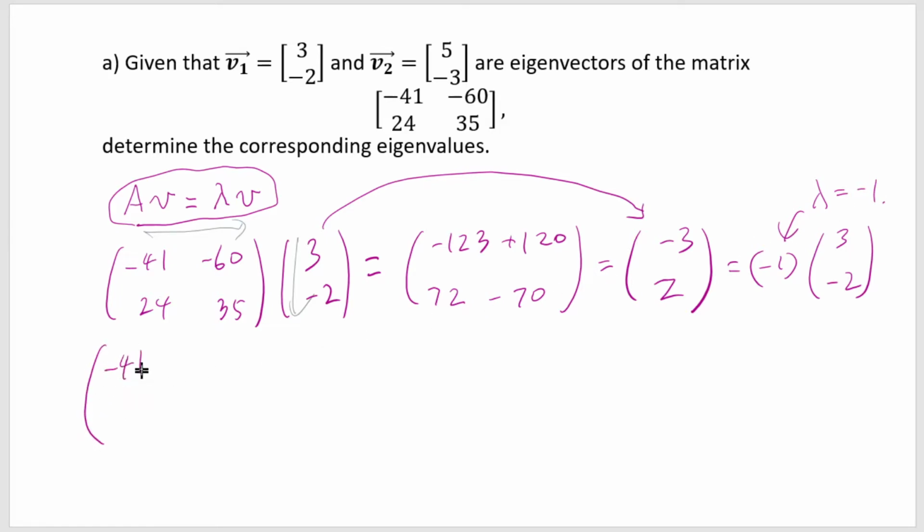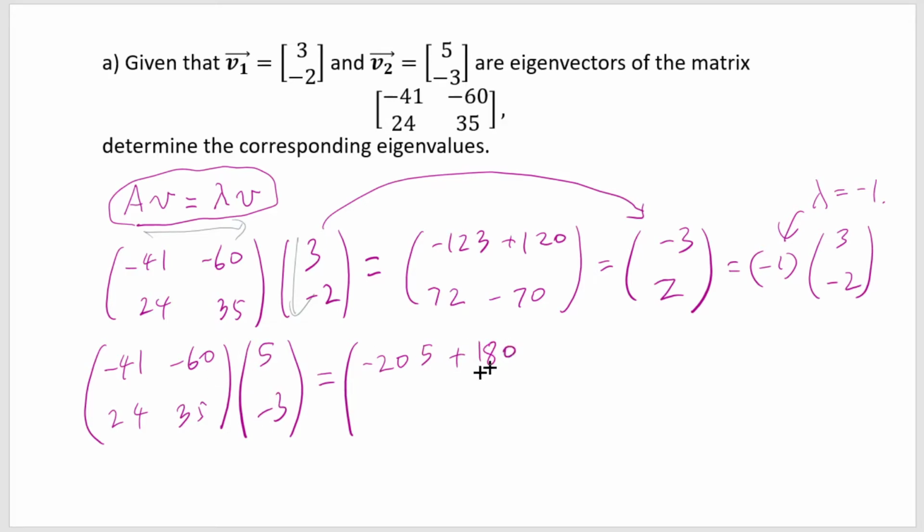In the same way, this time, let's multiply the matrix with the second eigenvector, which is 5 and negative 3. 5 times negative 41 is negative 205. Negative 3 times negative 60 is plus 180. 5 times 24 is 120. Negative 3 times 35 is negative 105. So that gives me negative 25, and this one is positive 15.